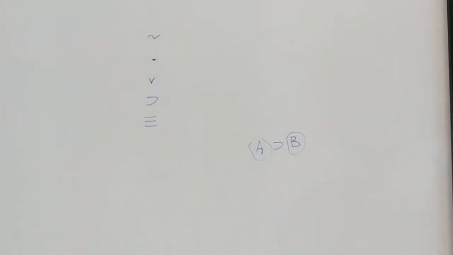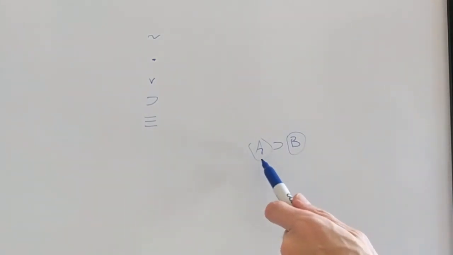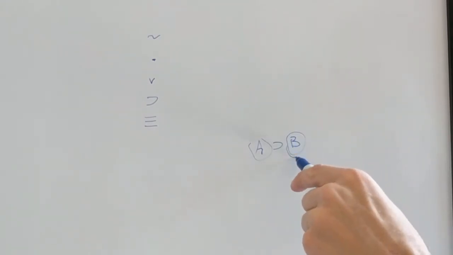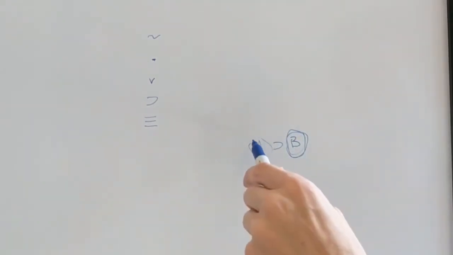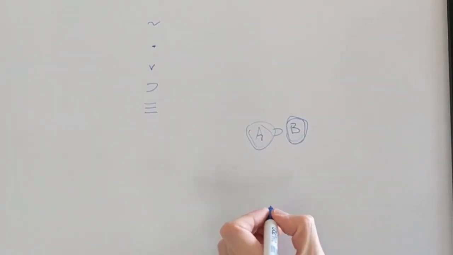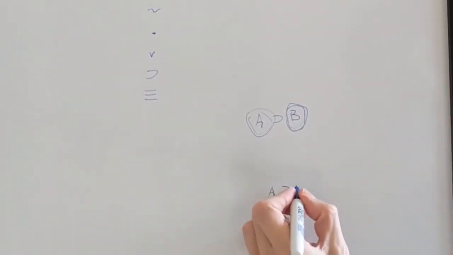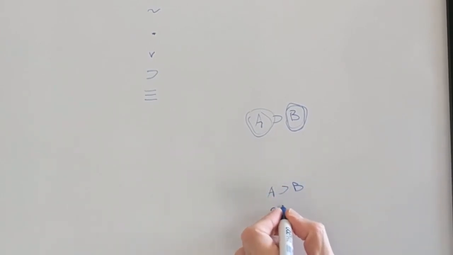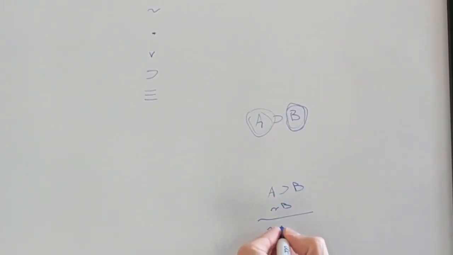In a necessary condition, the falsity of the consequent ensures the falsity of the antecedent. And so the consequent is false. That guarantees the falsity of the antecedent. And so if you have A, then B, not B, then that means not A, right?